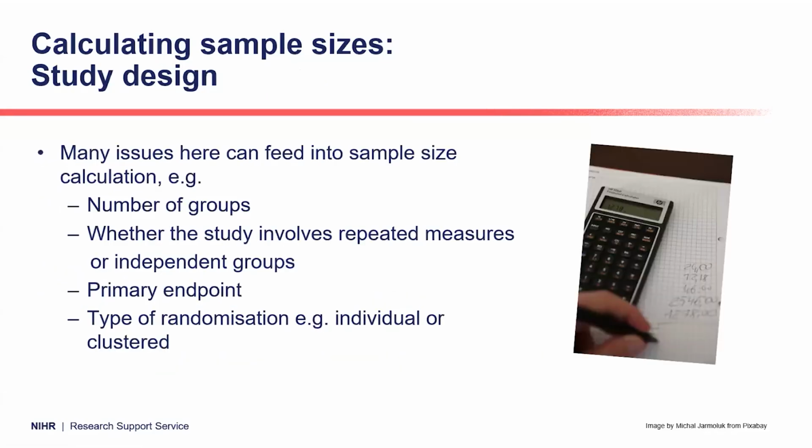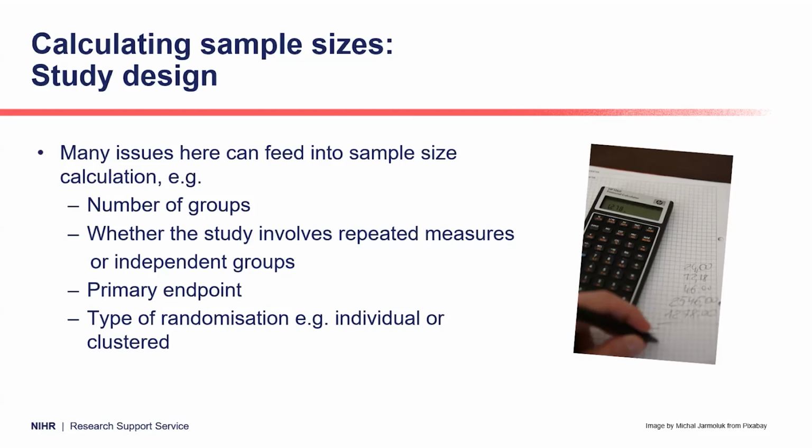There are many issues relating to the design of a trial that can affect the sample size calculation. For example, the number of groups you will have in the study, whether you will have repeated measures on the same people, or whether the groups will be independent, in other words, different people in each group. Also, the type of primary outcome from the study is very important because the sample size calculation will be completely different for continuous, categorical, or survival outcomes. If your study is going to be a trial, then the type of randomization would also need to be accounted for. Whether you randomize patients individually, or, for example, randomize GP practices to adjust the expected correlation between patients within the same practice.